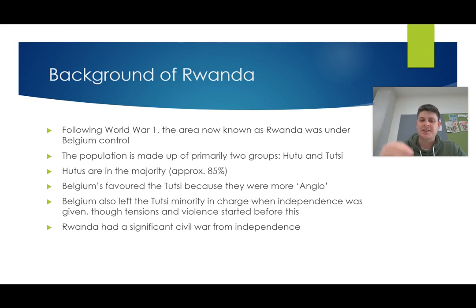The Belgians actually preferred the minority, that is the Tutsis, because they appeared to be more Anglo like the Belgians. Now, the Belgians left the Tutsi minority in charge when they left, and independence was given to Rwanda, but tension and violence actually started before this. Rwanda did have a significant civil war from independence, and this caused a major conflict between the two groups of people.